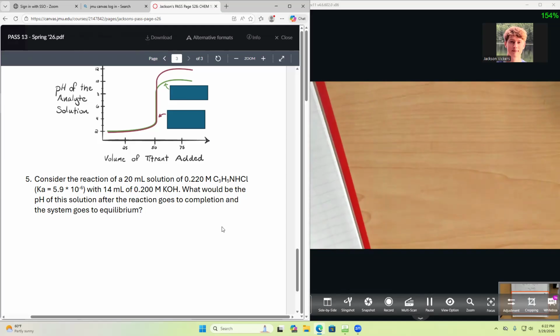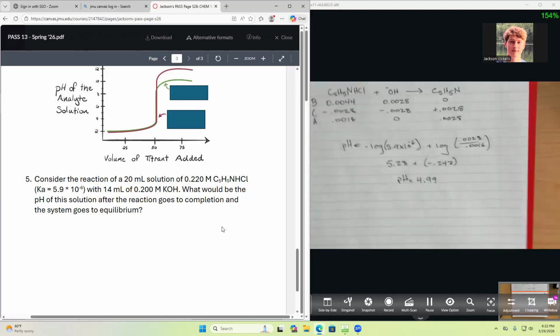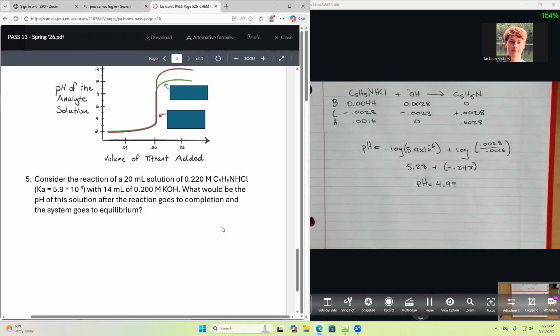Anyone get an answer for this one? Let's see, what did I do? Okay, I got 4.99. So let me show you my work, and see if there's something you see that I messed up on. On this one, we have the weak acid reacting with the strong base that we've added, forming the weak acid's conjugate base.